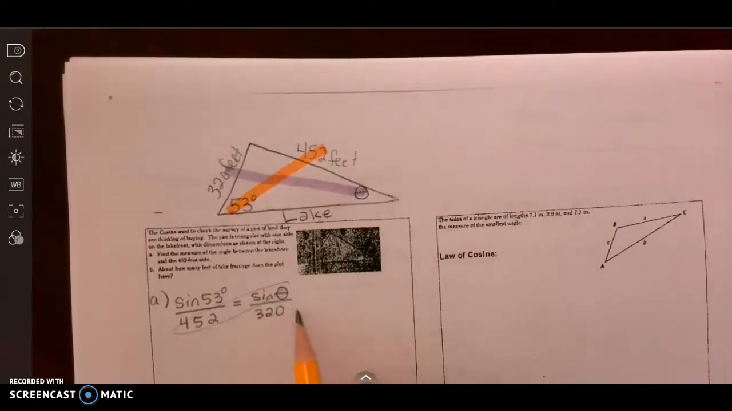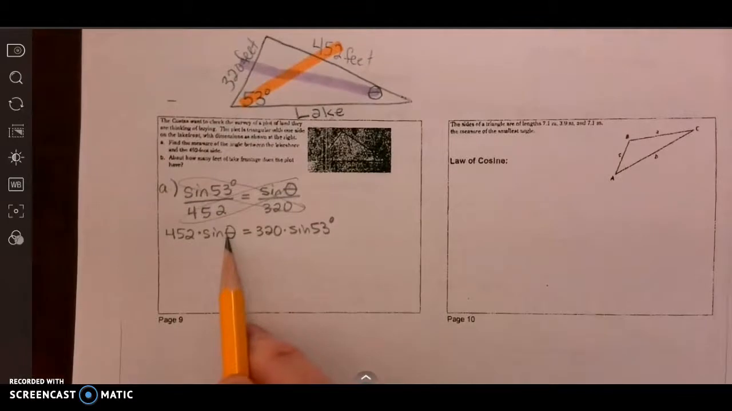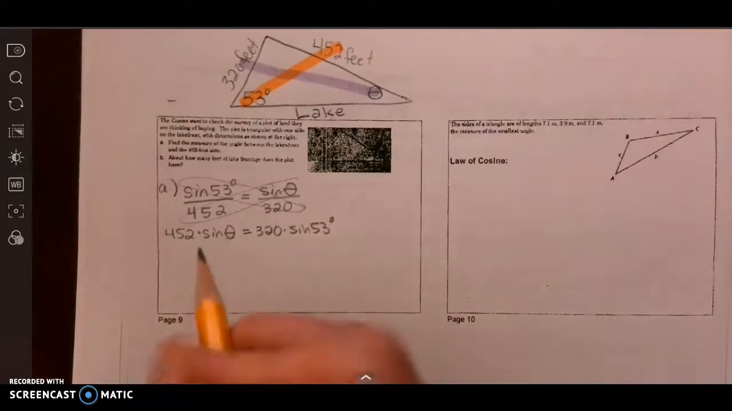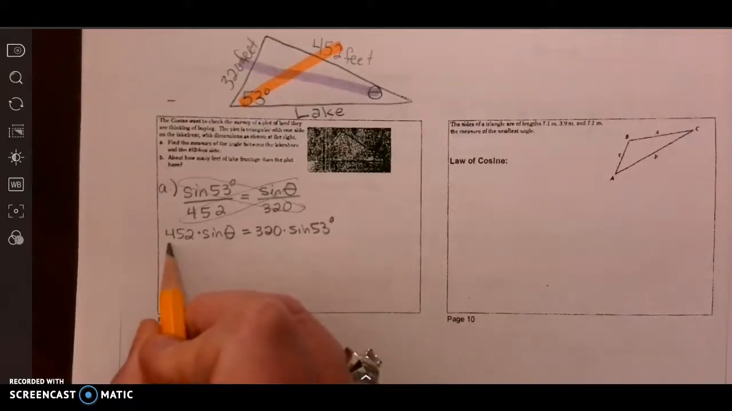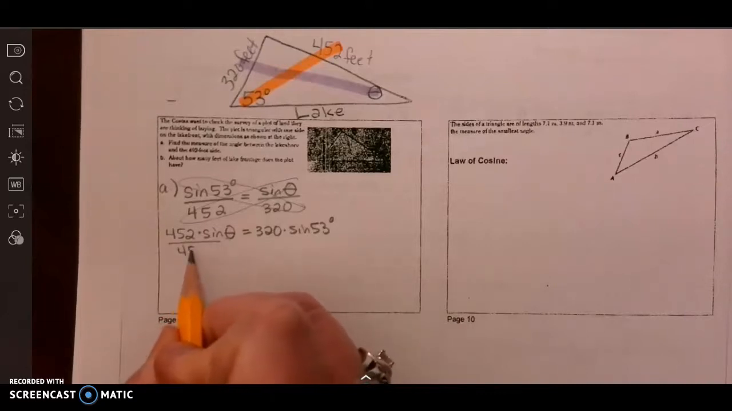So I'm going to cross multiply and I get 452 times the sine of theta equals 320 times the sine of 53. Now, I know that I'm looking for an angle, so I know I'm going to have to do an inverse at some point. The only way to find an angle is to use inverse, but I'm not at that point of doing that yet. Let's get sine of theta by itself by dividing both sides by 452.